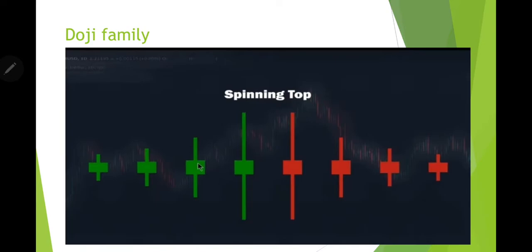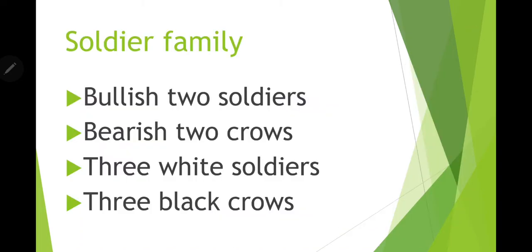Still under the Doji family, we've got the spinning tops. Note that the spinning tops also have a small candle body, an upper shadow, and a small lower shadow. They are all similar. They also fall under the class of Dojis. Under the soldier family, we've got the following candles: bullish two soldiers, bearish two crows, three white soldiers, and three black crows.